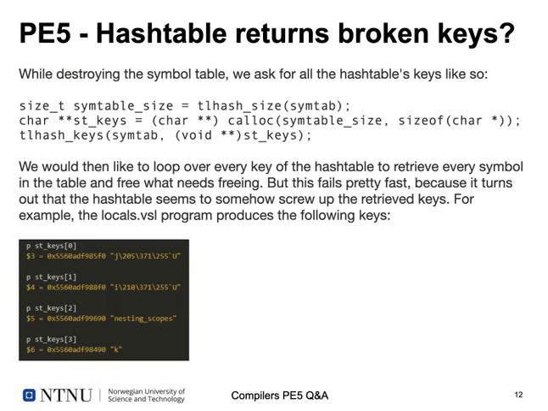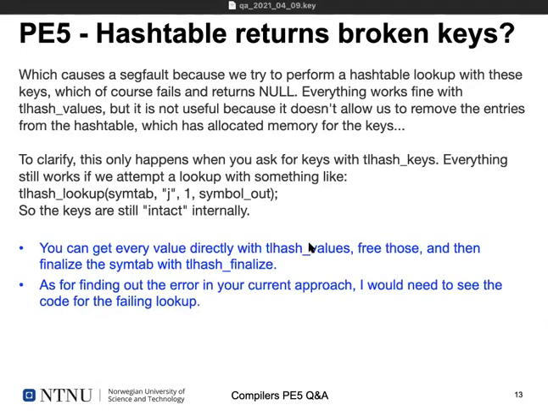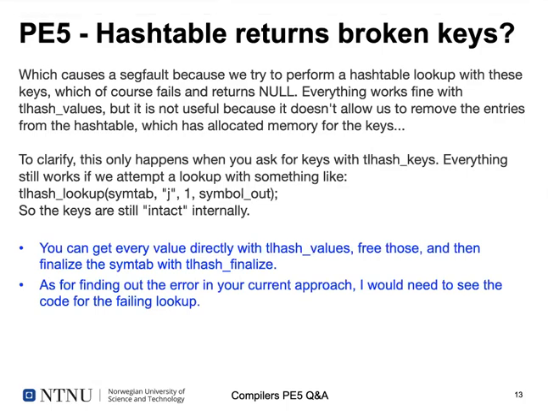And then they looped over all the keys of the hash table to retrieve all the symbols and to free what needs freeing. And they found out that fails pretty fast because the hash table seems to somehow screw up the retrieved keys with an example like this. Now, this is strange. That's an effect we haven't seen before, I think. So, of course, it causes a seg fault if you do a hash table lookup with the incorrect keys, because that fails and returns the null.